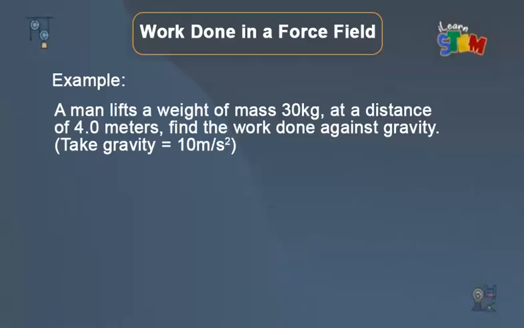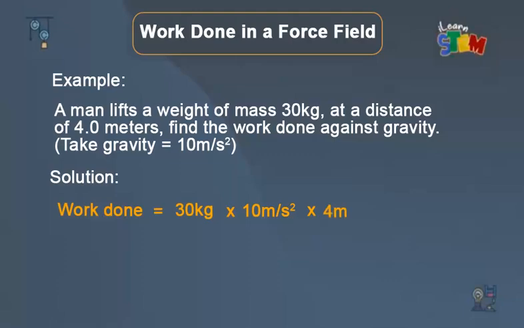For example, a man lifts a weight of mass 30 kilograms through a distance of 4.0 meters. Find the work done against gravity. Take acceleration due to gravity as 10 meters per second squared. Solution. Work done is equal to 30 kilograms times acceleration due to gravity, 10, times 4 meters. This gives us 1200 joules.